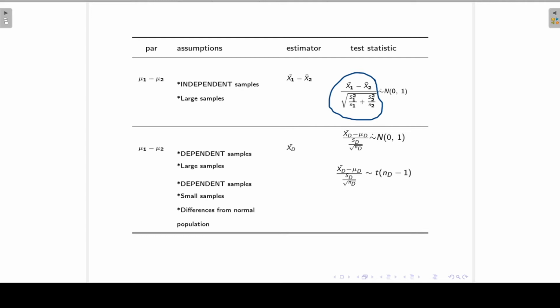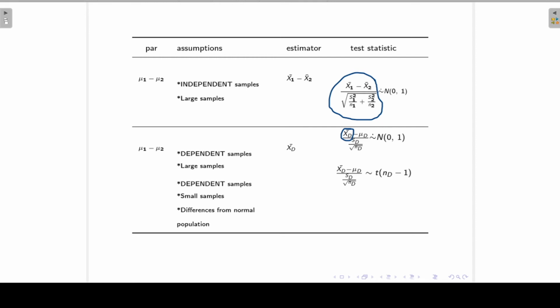Okay, and then the other situation is when we are working with dependent samples. Now, when we are working with dependent samples, we will calculate the difference between the observations in the first sample and the second sample. That variable is variable D. And then we work with the differences in our hypothesis test. So the test statistic is then given by the sample mean of the differences over the standard deviation of the differences divided by the square root of the sample size. So the sample size is the number of differences or the number of pairs.